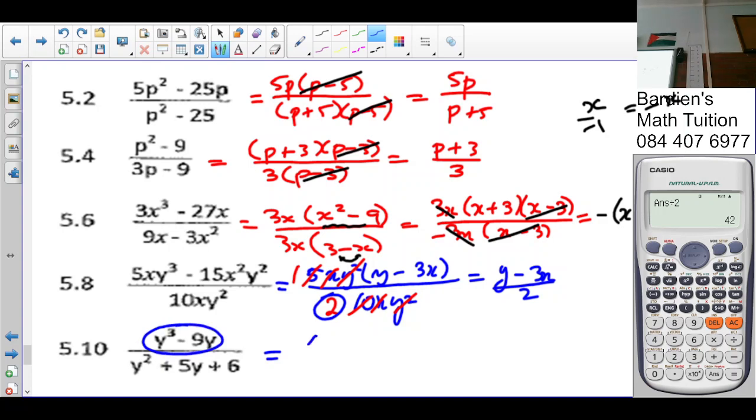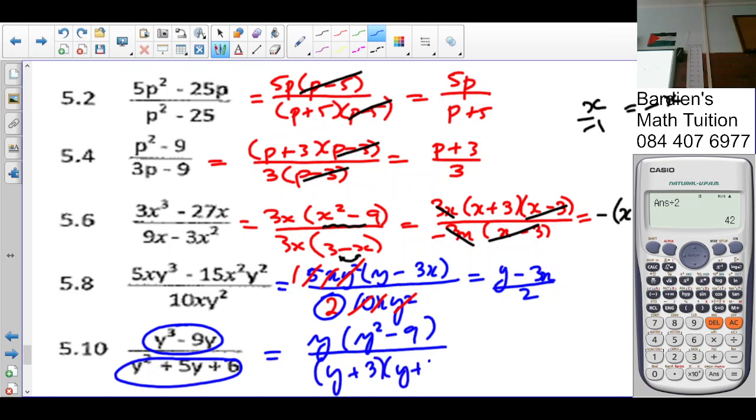Next one. What's going to happen here? Difference of 2 squares. So it's y into common factor of 1, then difference of 2 squares. There's a trinomial here which you can't factorize at this point. Now that basically factorizes into y plus 3, y plus 2. Okay, but you guys are not at this point yet. So now, what can happen to the numerator?